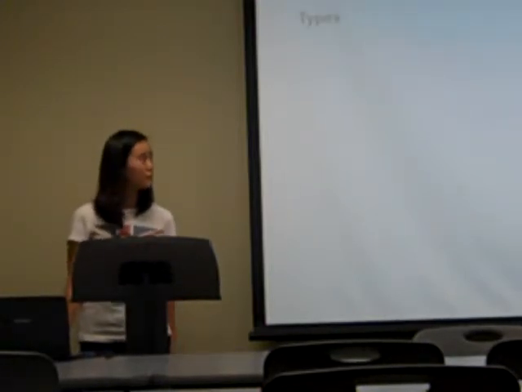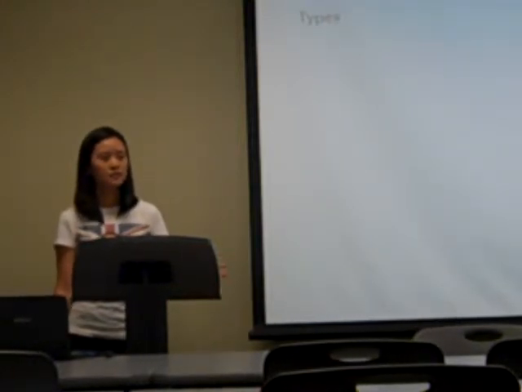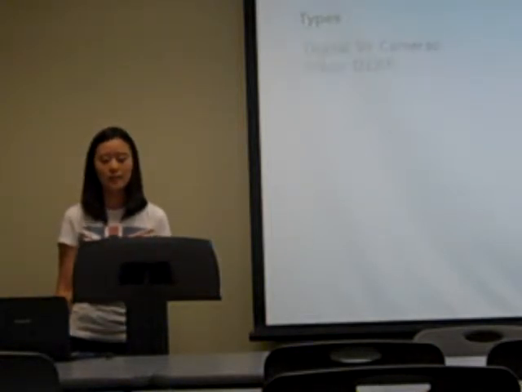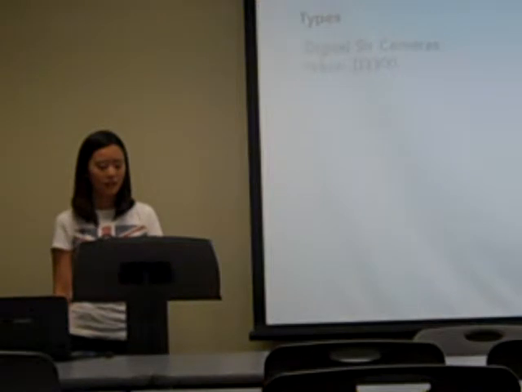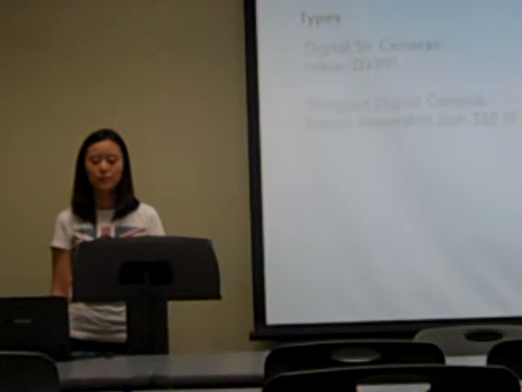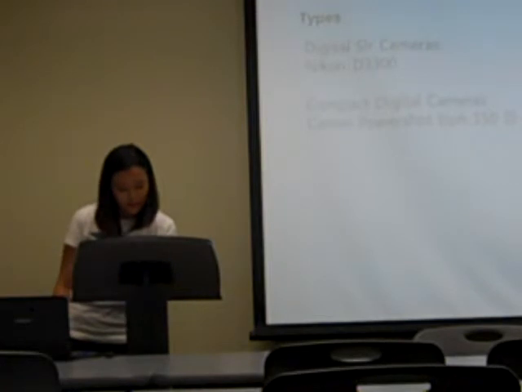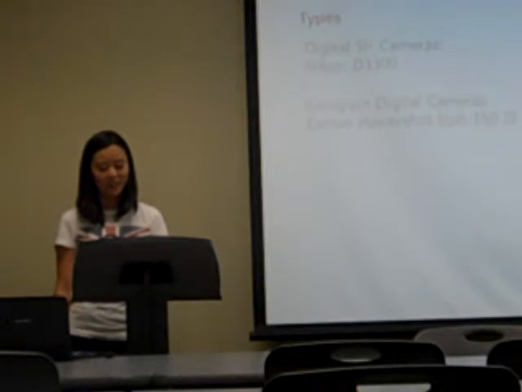Let's talk about the different types of digital cameras. There are a lot of different kinds of digital cameras, and the first one is digital SLR cameras. For example, the Nikon D3300. And the next is compact digital cameras. For example, the Canon PowerShot ELPH 150 IS. This is the picture.